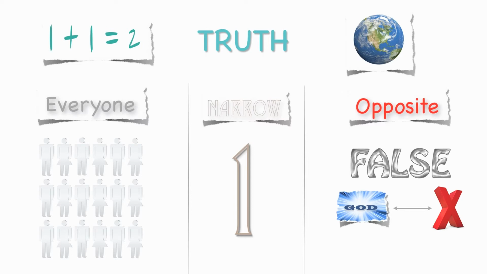In our example, we saw that atheists and Christians have opposite beliefs. The atheist says God does not exist. The Christian says that God does exist. Well, either God exists or he doesn't. One is true and the other is false. The opposite of true is false. So in summary, truth applies to everyone. It's very narrow, and the opposite of true is false. Now that's truth. Things that relate to everyone.